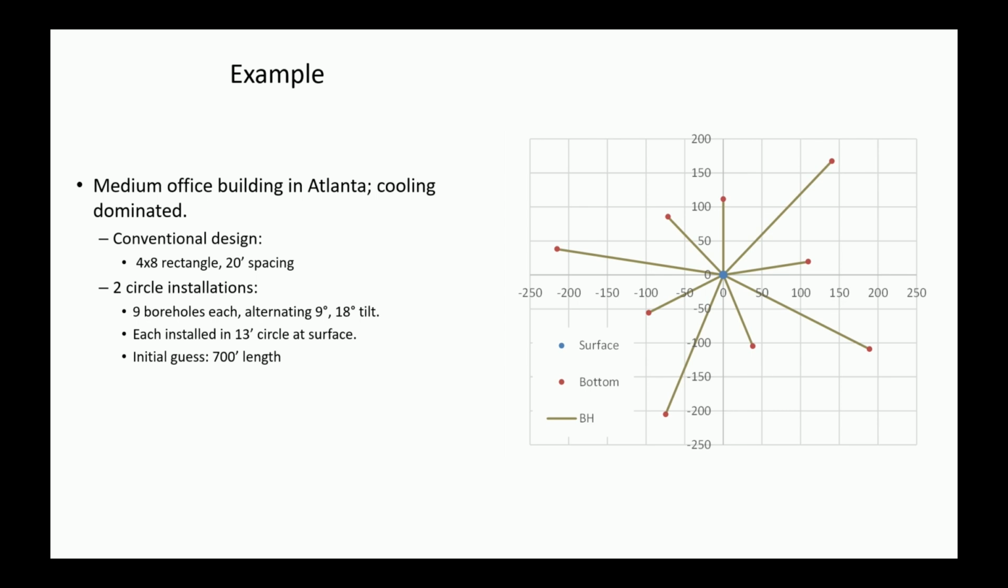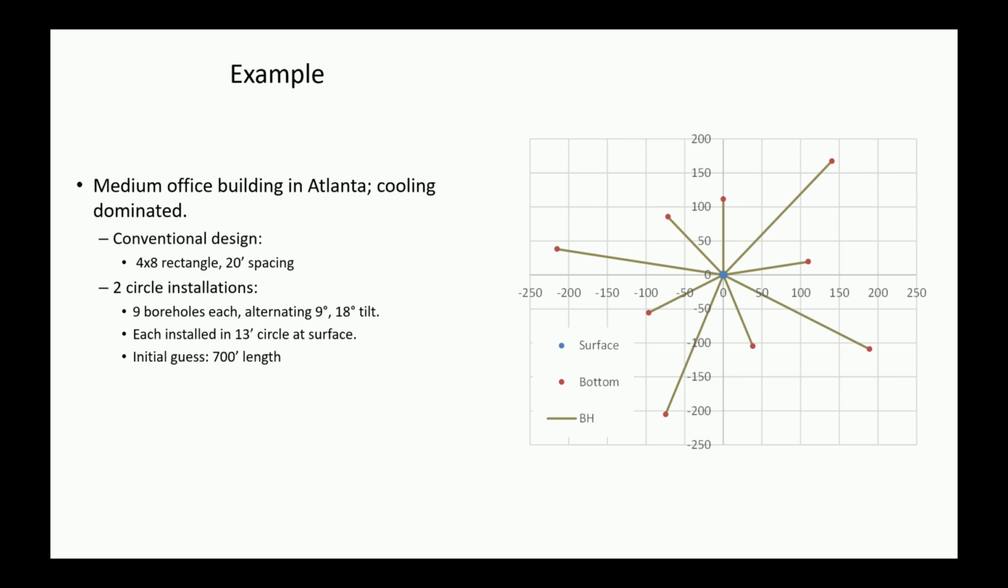So I just did a short example. It's a medium office building in Atlanta. It's cooling dominated. I made two designs, a conventional design, a 4x8 rectangle with vertical boreholes, 20-foot spacing, and an angled design I'm calling a circle installation. So you have a drill pad, and I think I have a 13-foot diameter circle that I assumed you started from, and I alternated the angles between 9 degrees from vertical and 18 degrees from vertical back and forth. And then I did 9 boreholes, so I realized I ended up with 2 9-degree boreholes next to each other, but at that point it was too late to go back and change it. So that's what we've got.